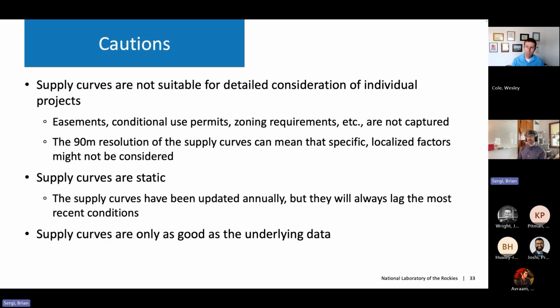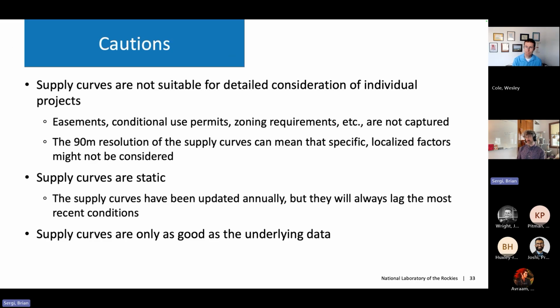There's also specific things that we know we're not capturing: easements, conditional use permits, zoning requirements, and that list probably has a few more on there that are pretty important. The other piece, and we talked a little bit about this, is the 90-meter resolution of the underlying data sets. That is pretty resolved when you look at the whole country, but if you're looking at specific places, you're not necessarily capturing local factors.